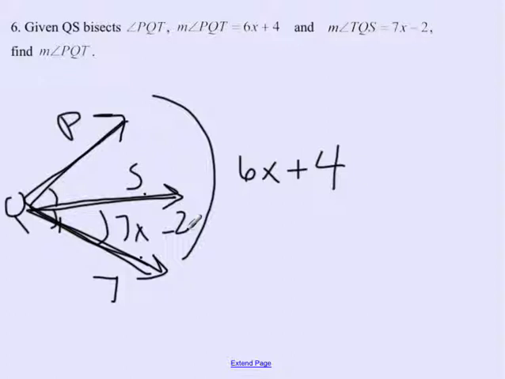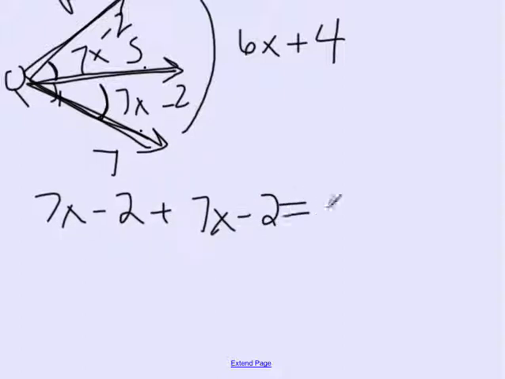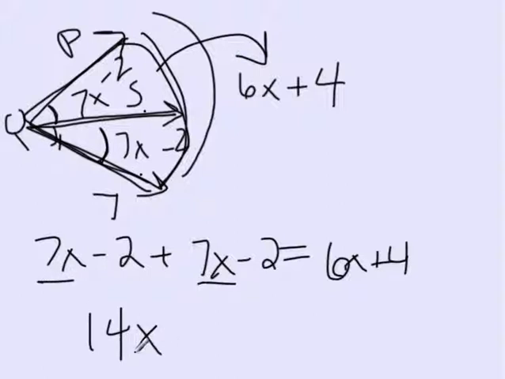You're probably like, oh my gosh, Ms. Humbert, this is so confusing. Well, remember that this is bisected, so if this guy right here is 7x minus 2, then this guy right here is also 7x minus 2. So then what we're going to have is 7x minus 2 plus 7x minus 2, and that's equal to 6x plus 4. Now let's solve this, because notice that the two of these together make up the whole angle. So that's why we can add them together and set them equal to 6x plus 4. Well, 7x plus 7x is 14x. Negative 2 plus negative 2 is negative 4, and that's equal to 6x plus 4.